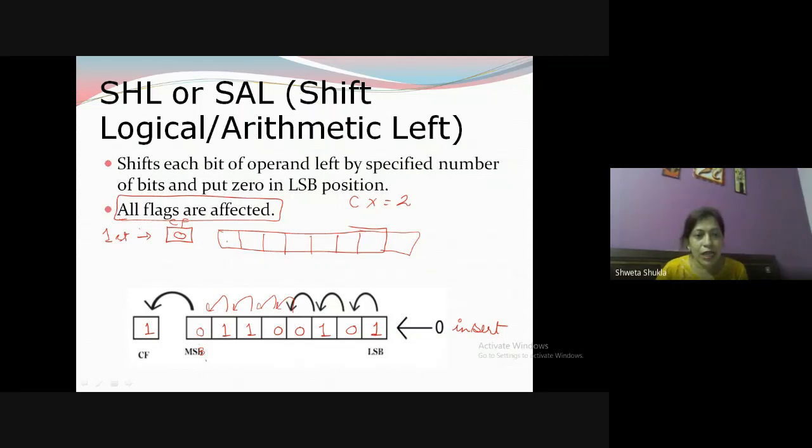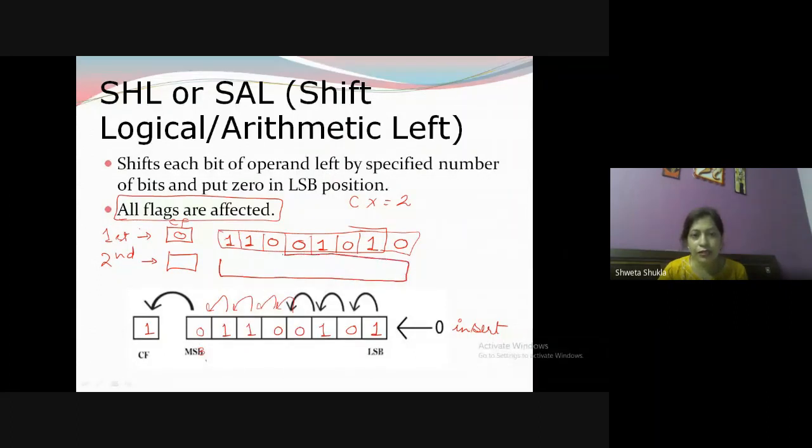That means now the answer will be: you shifted the MSB to the carry flag. So what is going to happen? Now the MSB will become 1 1, then 0 0 1 0 1. And then 1 0 will be inserted here. Remember, now if CX says that you have to do the same process 2 times, then the value will be what? Let's see.